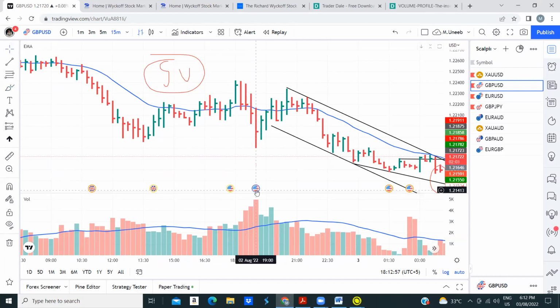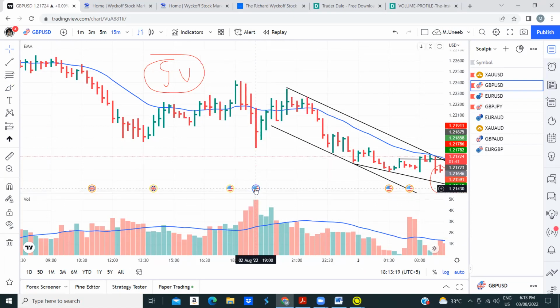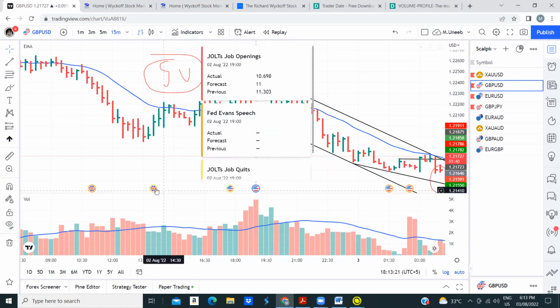The news came here. The news was what? Actual is less than forecast. Am I right? Forecast is 11, actual is 10.698. So actual is less than forecast. So is it good for currency or bad for currency? Bad. Bad for which currency? US dollar or GBP? This is US dollar news. You see the US dollar flag. So this is British pound news. This is US dollar news.